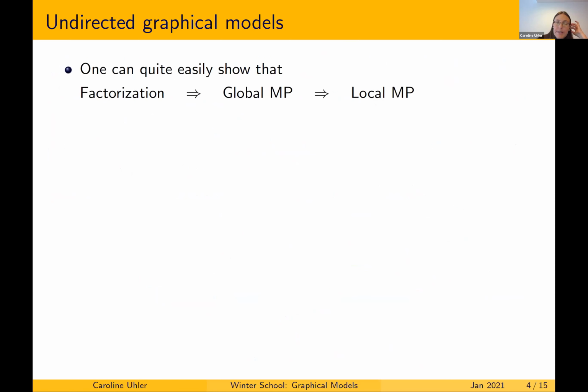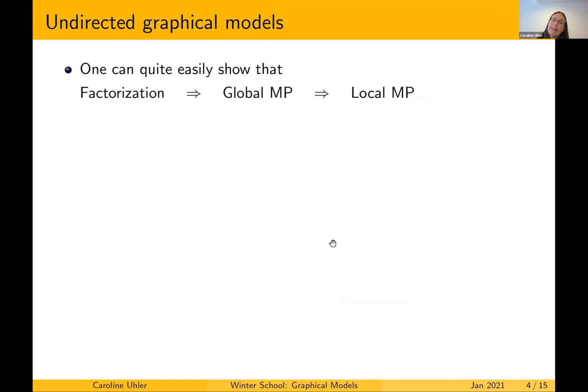So first of all, this is something that one can quite easily show, namely that factorization implies the global Markov property and implies the local Markov property. I'll take the question just afterwards. And we'll talk about the other direction just after I answer this question.